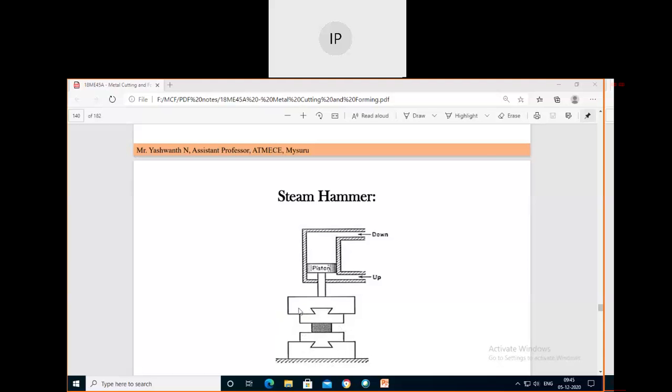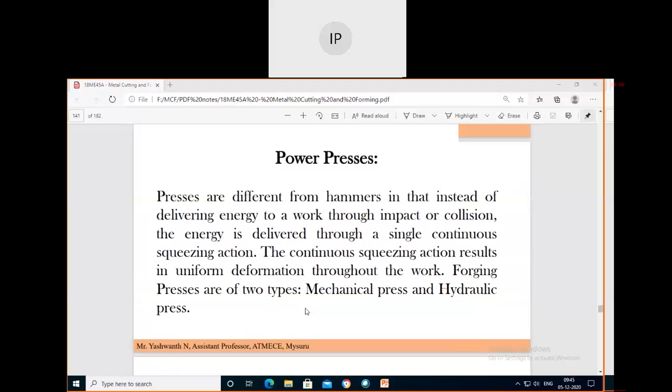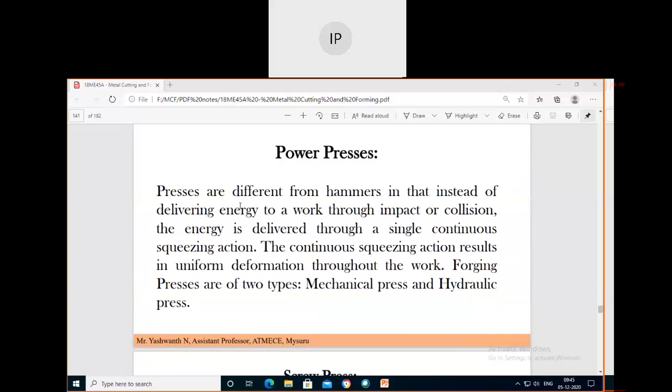Now in today's class we start the power presses. Presses are different from hammers in that instead of delivering energy to the work through impact or collision, the energy is delivered through a single continuous squeezing action. This continuous squeezing action results in deformation throughout the workpiece.